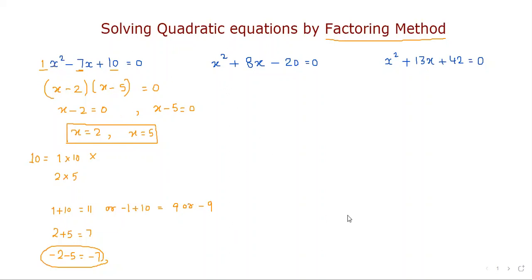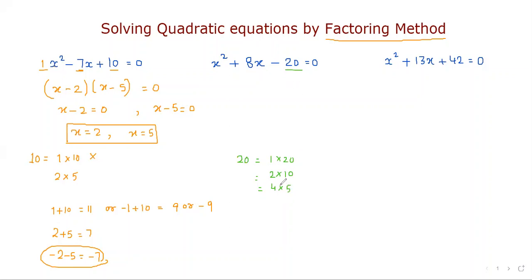Here we have x squared plus 8x minus 20 equals 0. Similarly, we will try with the constant negative 20, the factors of negative 20. So 20 could be rewritten as 1 times 20. It can be rewritten as 2 times 10. Or it can be written as 4 times 5. These are the only forms that can factorize 20.